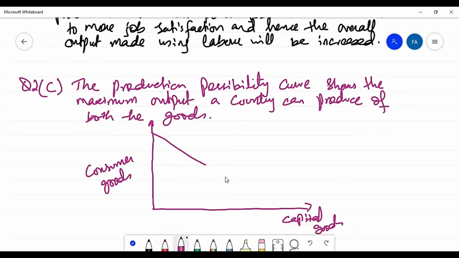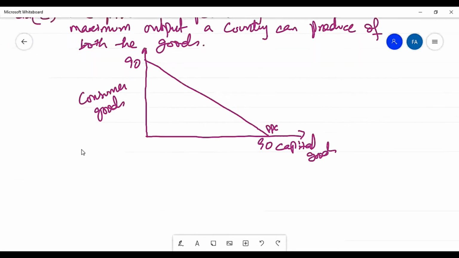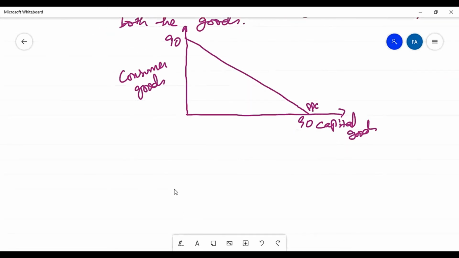This is a usual diagram. This is a normal diagram. PPC will be written over here in order to show this. It's up to us, I'll suggest, I'll write the maximum goods a country can produce, 90 of this or 90. Now afterwards, what I will do, I will show a new diagram.